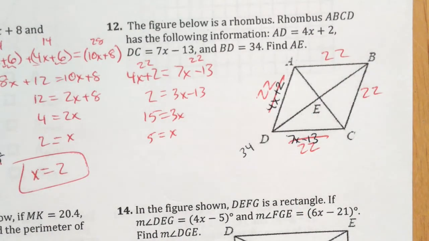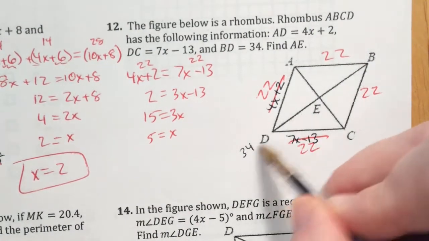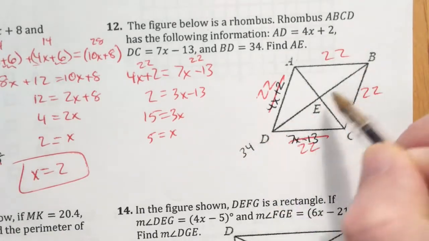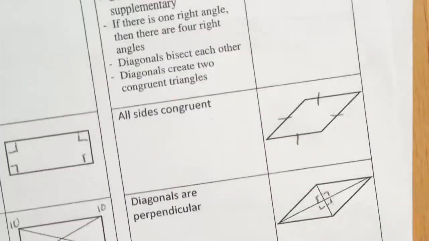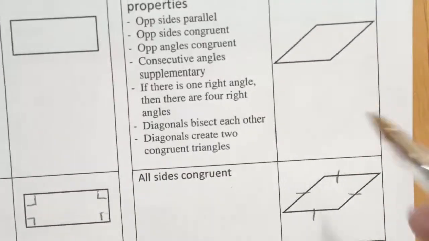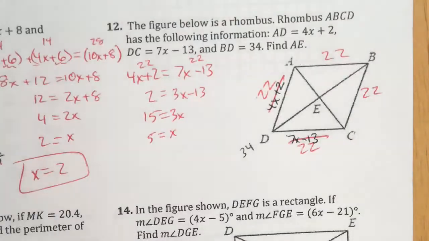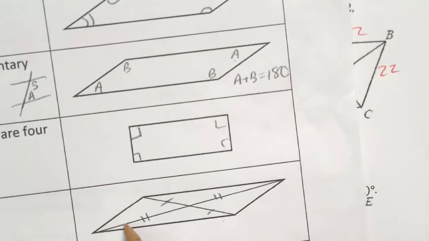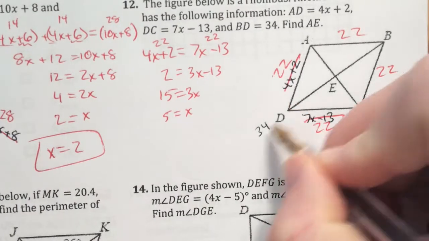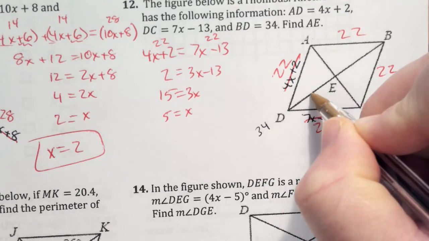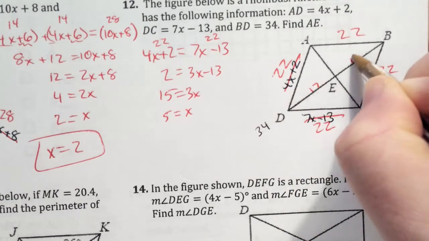All right, what else do we have? Well, this is 34, right? All of that was 34. And I know from the rules of, at the very least, a parallelogram, the diagonals, this and this, would be equal to each other. So if this is 34, then this right here is 17, and this right here is 17.